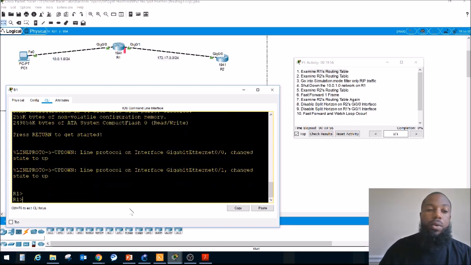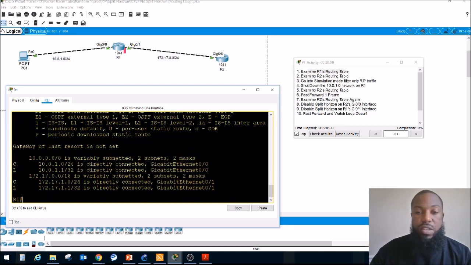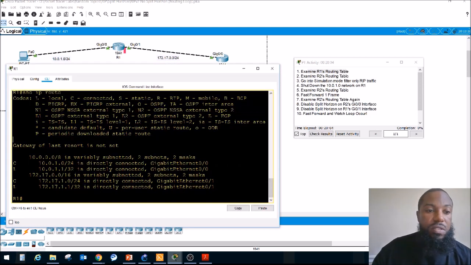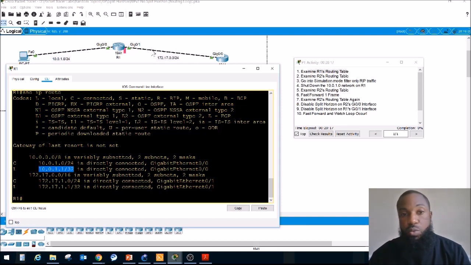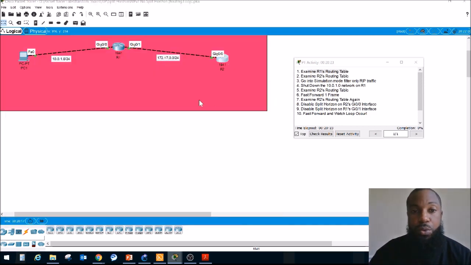All right, so we are on router 1 right now. Enable, show ip route. Take a look at his routing table, and as you can see, router 1 obviously knows about the 10.0.1.0 network because it's directly connected to him. He also knows about the 172.17.0.0 network. That's also directly connected to him. Let's examine router 2's routing table. That was real simple enough, right?